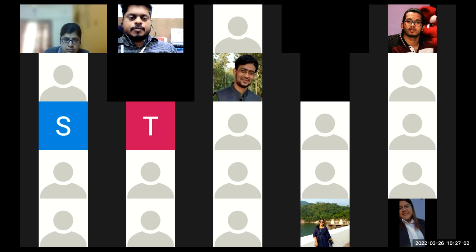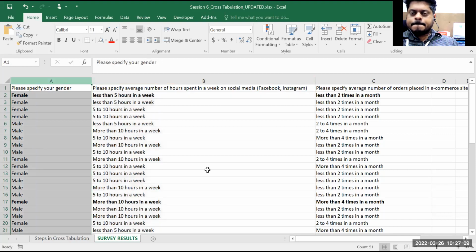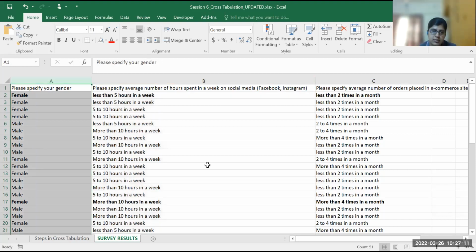So going back to our data format, if I just look at column A and column B, I have one variable. Sir, if the dependent variable is categorical and the independent is metric, then what method will we use? Dependent variable, sorry, can you please repeat? Dependent variable categorical, independent variable metric.